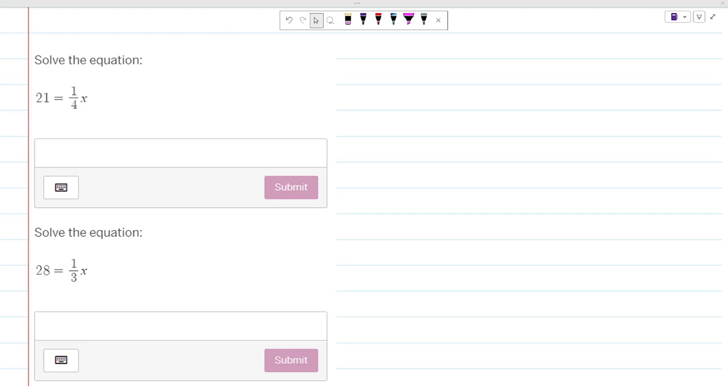It says solve the equation 21 equals 1/4 x. So, first thing we're going to do, let's jot this down in our notebook. So write this down in your notebook.